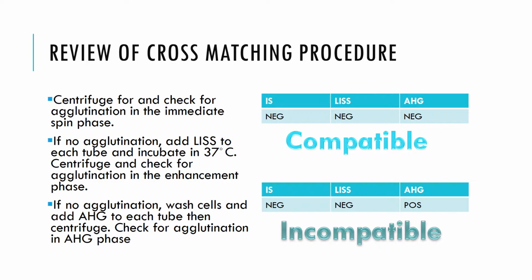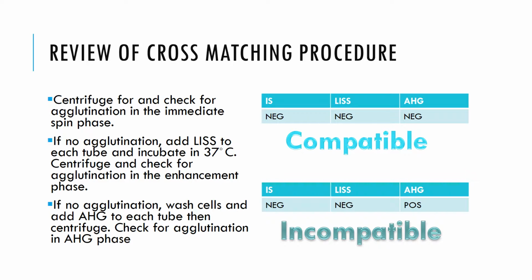We then centrifuge and check for agglutination. This is the immediate spin phase. If no agglutination occurs, we add LISS enhancement to the tube and incubate at 37 degrees Celsius and centrifuge. This is the enhancement phase. If no agglutination occurs here, we wash the cells and add AHG reagent to the tube and centrifuge.